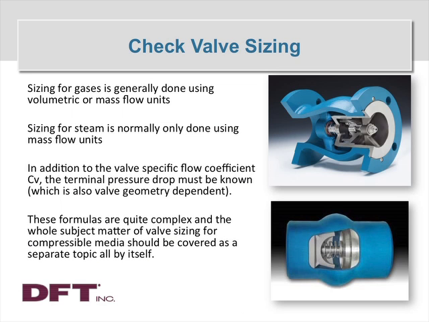I'm not going to ignore the gases and steam situations at all. I'll give you a few words about it here. Sizing for steam is normally done using mass flow units, pounds per hour kind of units, whereas with gases, you can do that sizing with volumetric units, like cubic feet per minute, or mass flow units, either one. In addition to the valve-specific flow coefficient that you're looking for, the terminal pressure drop must be known, which is also valve geometry dependent, and a bit of information that you need to get from the valve manufacturer.